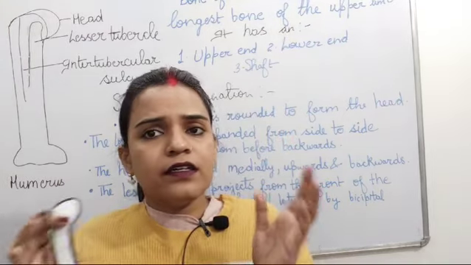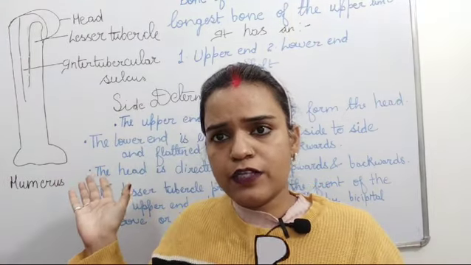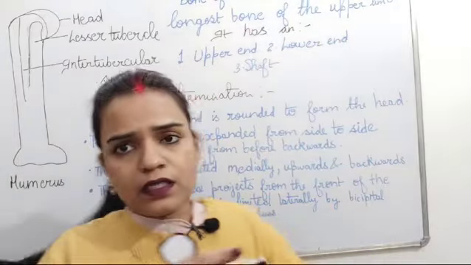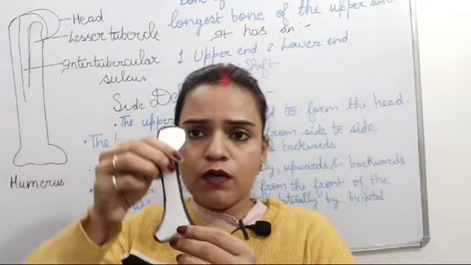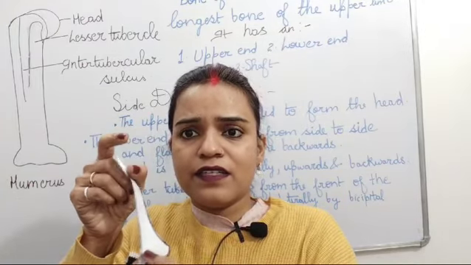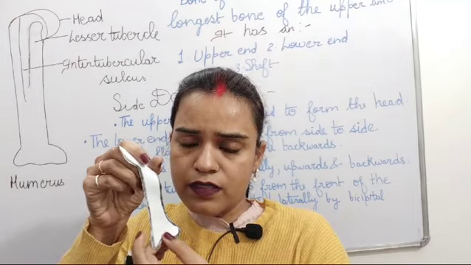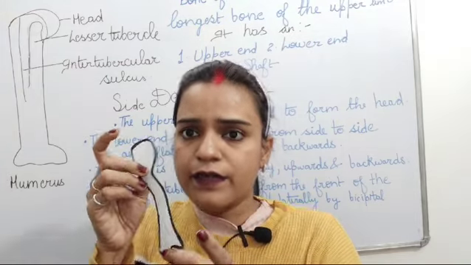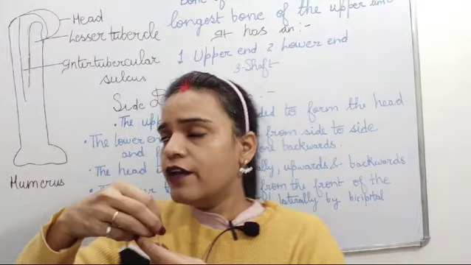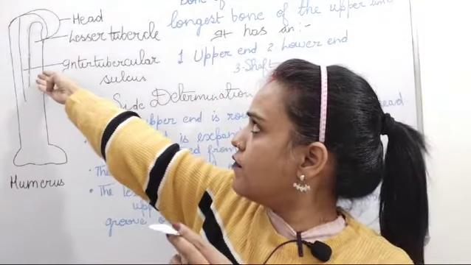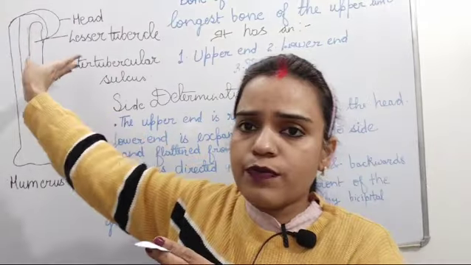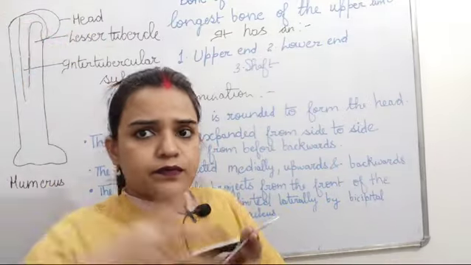Okay, all the other features I have explained to you. Let's repeat the lower end. Okay, the sides are expanded, sorry, and it is flattened from backwards. Okay, at the upper end we have a lesser tubercle followed laterally by the intertubercle sulcus.